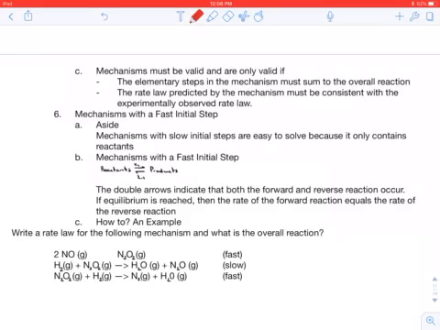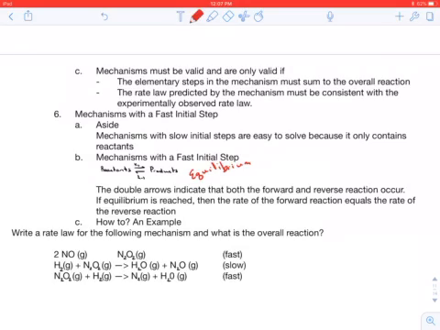Mechanisms with slow initial steps are easy to solve, like I just said. But if we have a fast initial step, with our reactants it's usually an equilibrium, and I know we haven't talked about equilibrium yet. That's where we're going next. But we have an equilibrium, and so the rate of the forward reaction equals the rate of the reverse reaction, because the double-sided arrow tells us that we have both reactions occurring.